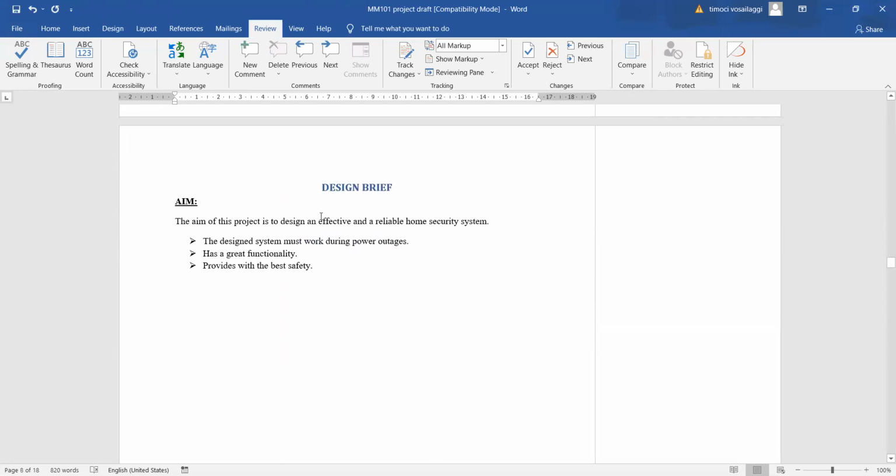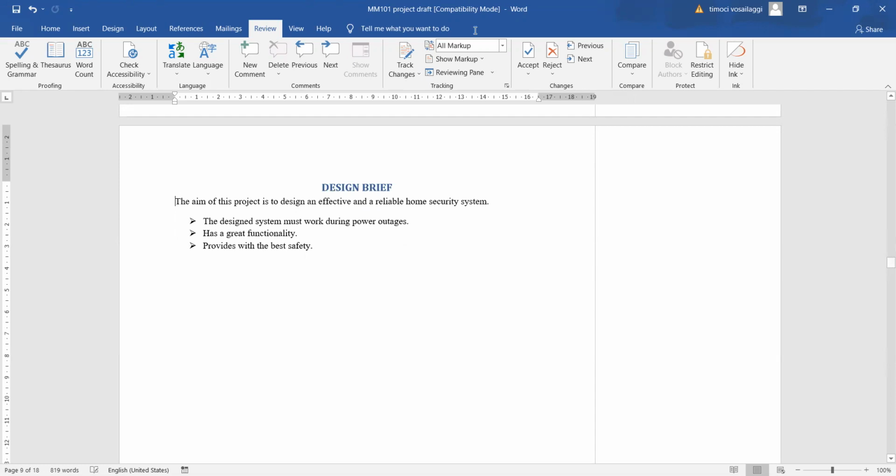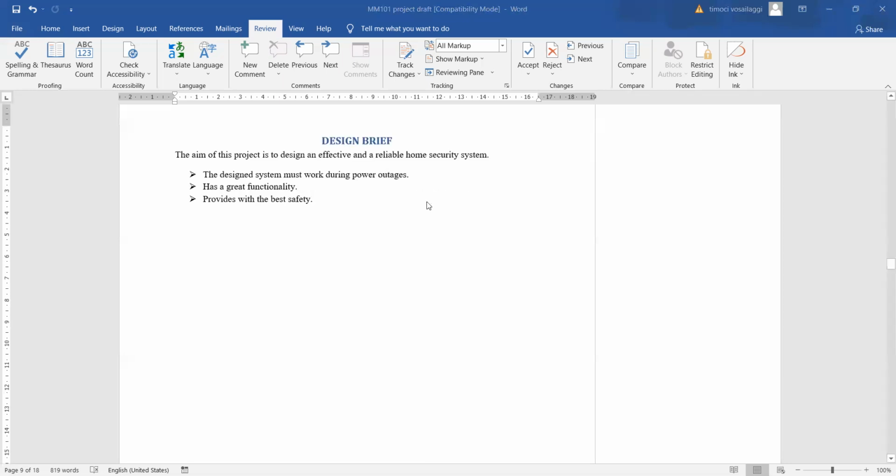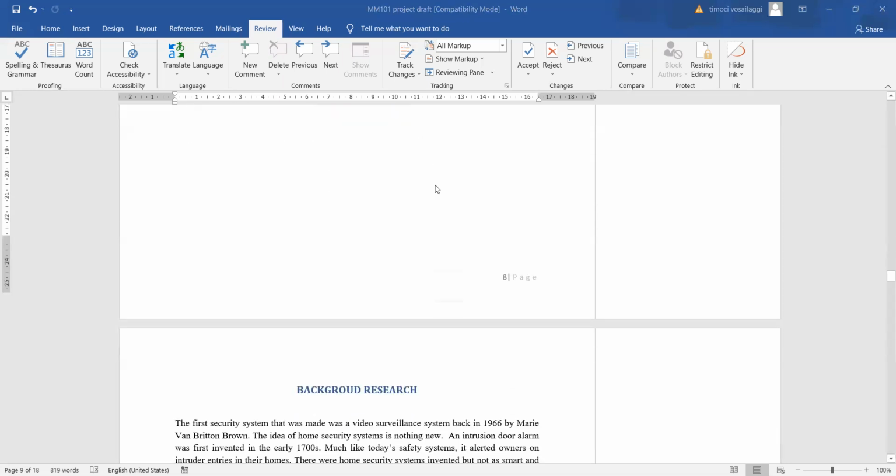Design brief. I feel like this design brief is short and to the point. You don't have to put aim. The design brief: the aim of this project is to design an effective and reliable home security system. Design must work during power outages, must have great functionality, and provide the best safety. Okay, that's fine for a design brief. It's just supposed to be short, to the point.